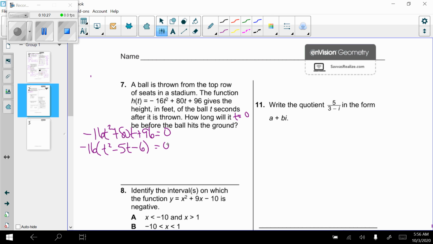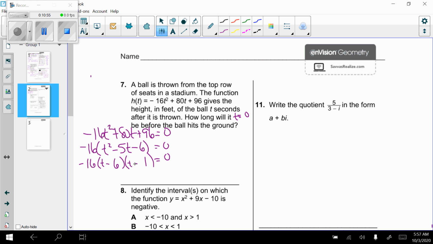So again, now we've made this much easier to factor. So I still have my negative 16 out there. Two sets of parentheses. I'm going to have t and t. What can I multiply together to get a negative 6, but when I add, I get a negative 5? So I know that my two numbers have to be opposite signs. So 6 and 1 are the only ones that are going to work here. I want my bigger number to be negative because it's a negative 5. So t minus 6, t minus 1.